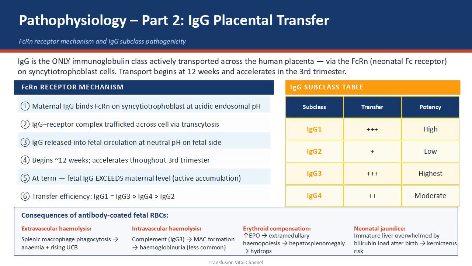Part 2 is the IgG placental transfer. The FcRn, neonatal Fc receptor or Brambell receptor, is a key molecular mechanism enabling HDFN. At term, fetal IgG concentration exceeds the maternal level. The FcRn acts as an active pump. It binds IgG at the acidic endosomal pH, transports it through the trophoblast cell by transcytosis and releases it at the neutral pH on the fetal side.